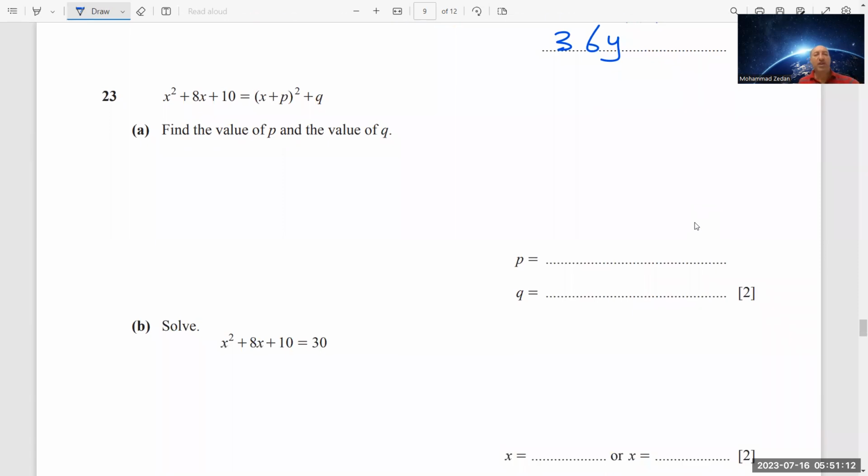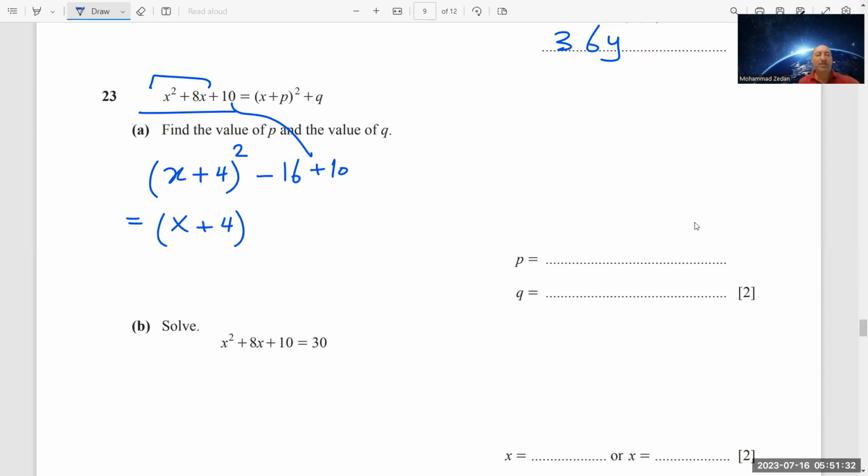Quadratic function or equation, I want to write it in completed square form, very easy, very simple. You start with these two terms, just write x plus half of 8, which is 4, and make it all squared, minus this 4 squared, which is 16. Don't forget to write plus 10. This expression is x plus 4 all squared, and negative 16 plus 10 is minus 6. Now, if you compare, p is 4 and q, as you see here, is negative 6.